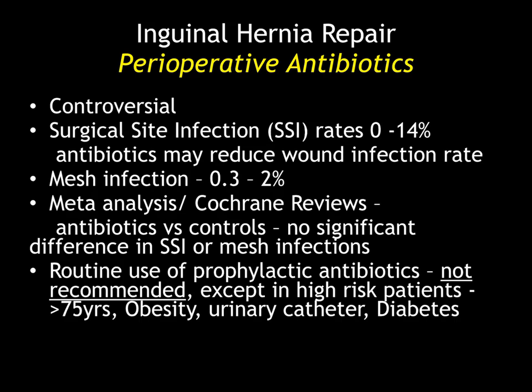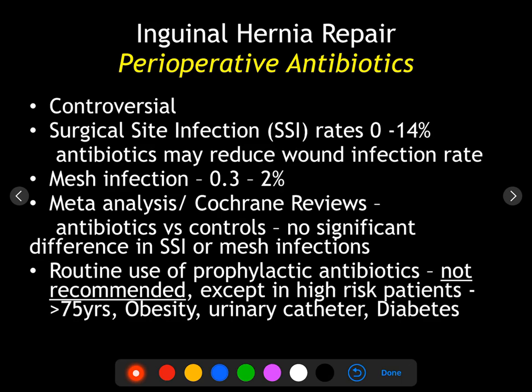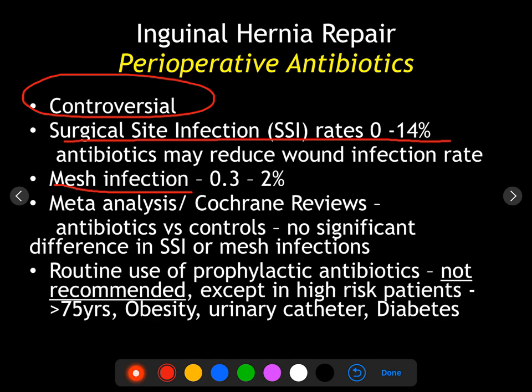Now we come to perioperative antibiotics. When do we give antibiotics to a patient with inguinal hernia repair? First, it is controversial. Why? Because in the studies, the surgical site infection rate ranges from 0 to 14%. Antibiotics may reduce the wound infection rate. Mesh infection is 0.3 to 2%.